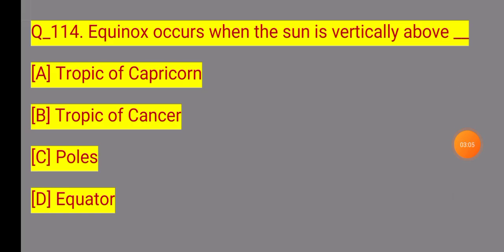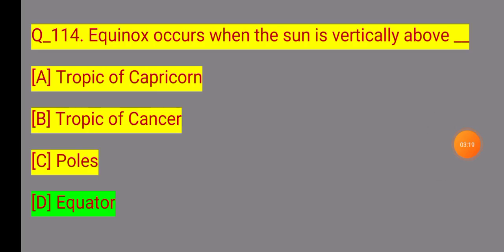Question 114 asks: equinox occurs when the sun is vertically above, which of these four options? Option D, equator, the equinox occurs when the sun is vertically above the equator. Next question.